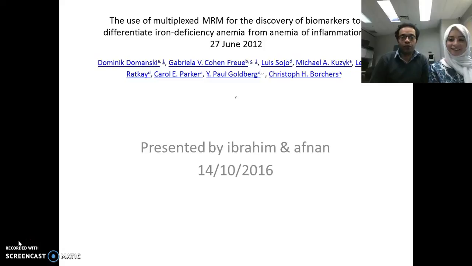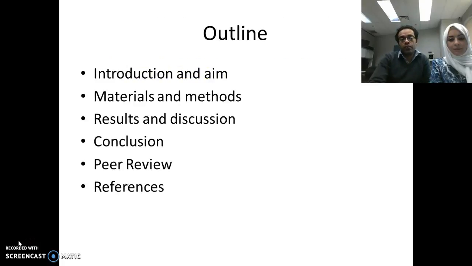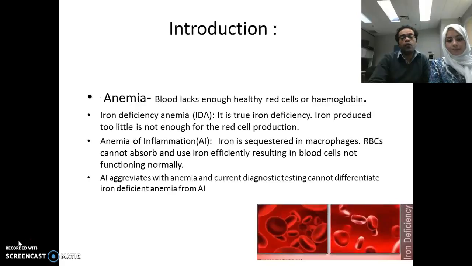Today we are going to present a new technique, which is MRM, multiple reaction monitoring. Our title is the use of multiplex MRM for the discovery of biomarkers to differentiate iron deficiency anemia from anemia of inflammation. This article was published on 27 June 2012 at the University of Victoria. The outline for our presentation: introduction and aim, material and method, result and discussion, conclusion, peer review, and reference. Now we start with the introduction with Afnan.